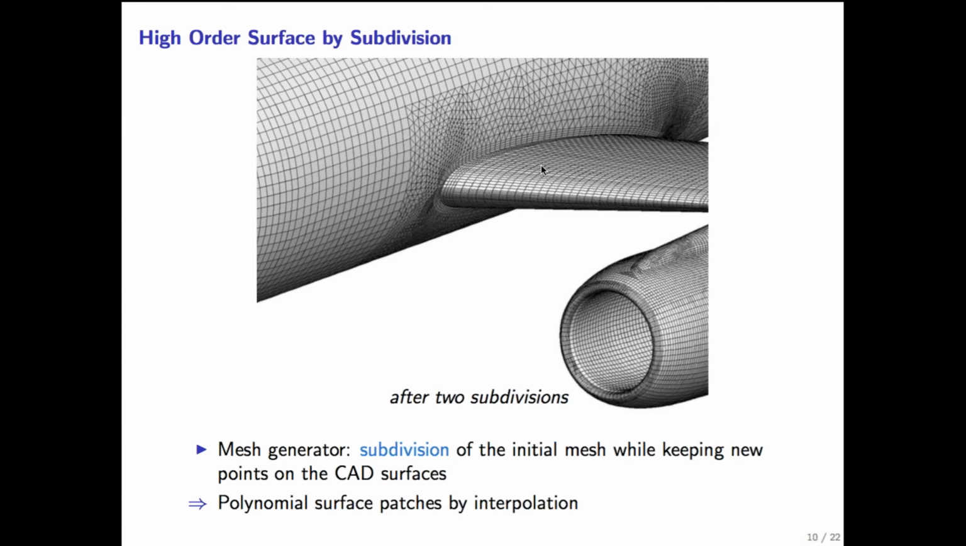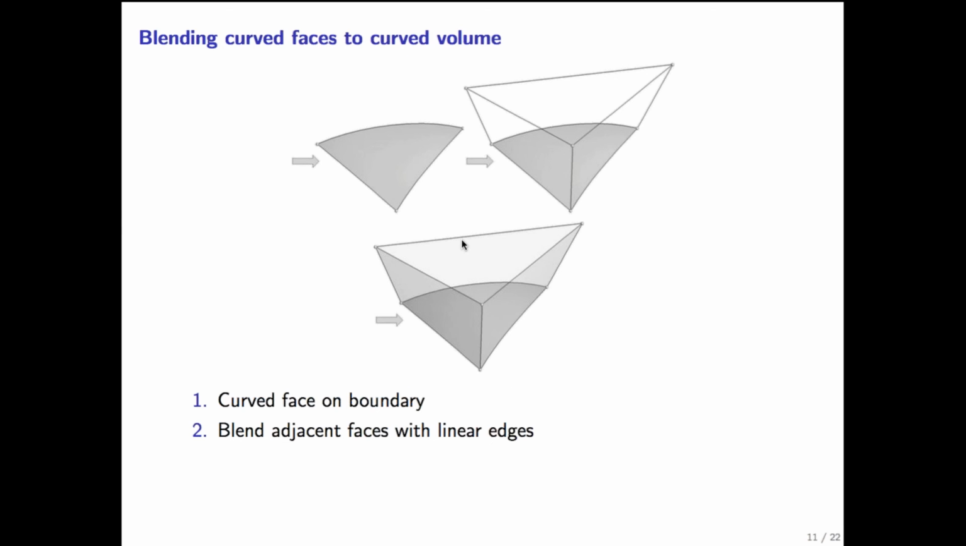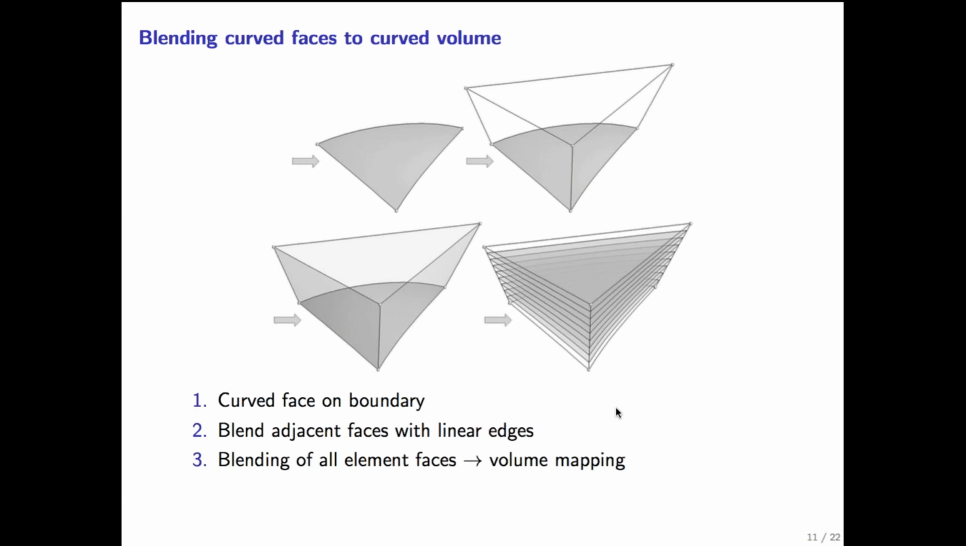So these are two steps of subdivision, and now you can read in this surface mesh in addition to the linear volume mesh, and we generate by interpolation polynomial surface patches. And from these polynomial surface patches, we get the element mapping by simply blending first the adjacent faces, and then we have a blending for the volume mapping, and this can be generalized for all element types.